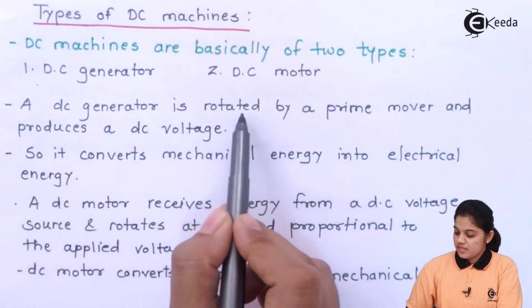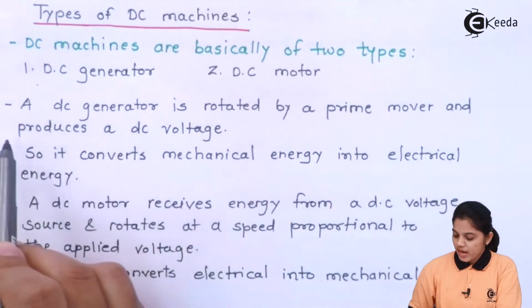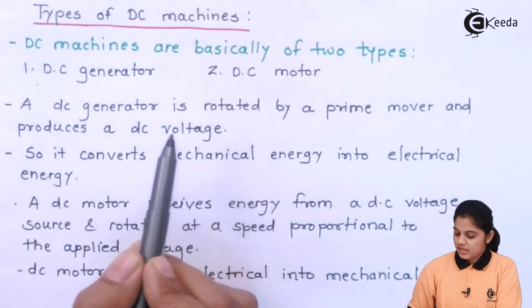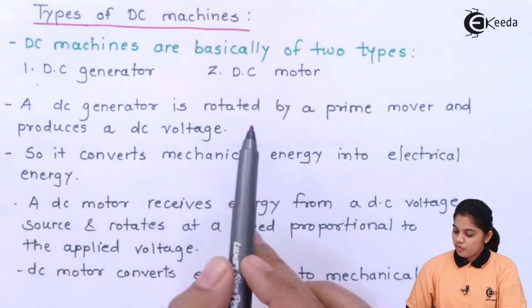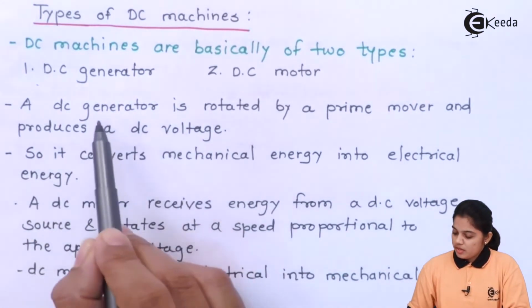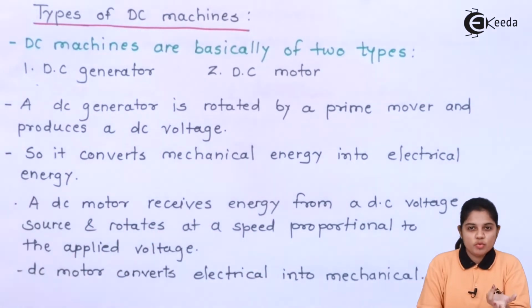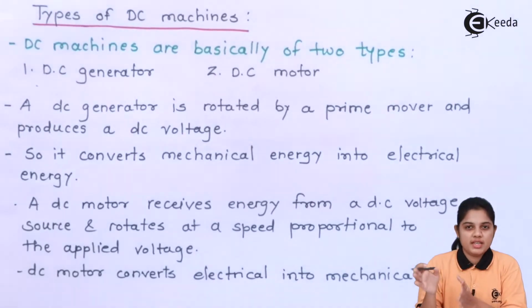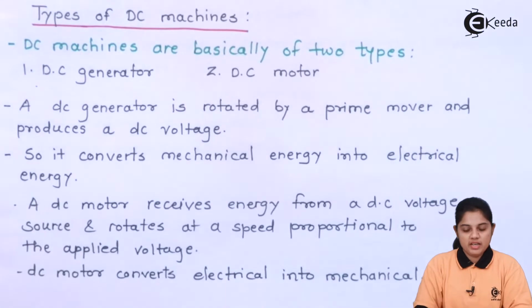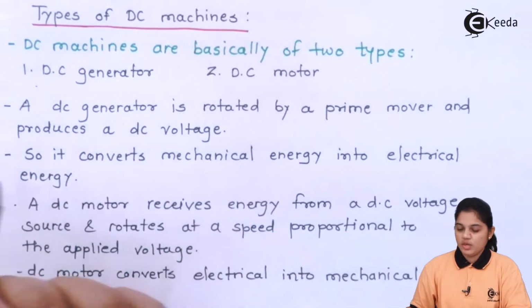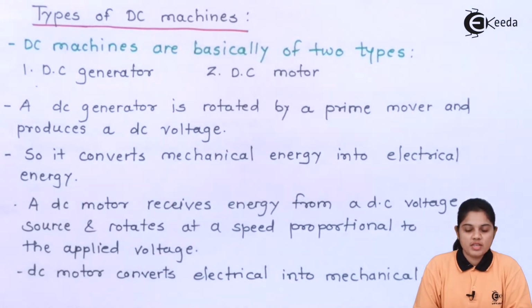So a DC generator is rotated by a prime mover and produces a DC voltage. Basically it is producing a DC voltage because it's a generator. It is generating a DC voltage from the rotation. The generator is rotated by a prime mover, which is the part of the machine used for rotation, and depending on the rotation, DC voltage is generated. That means you are converting mechanical energy to electrical energy. So it converts the mechanical energy into electrical energy, and that is the work of a DC generator.